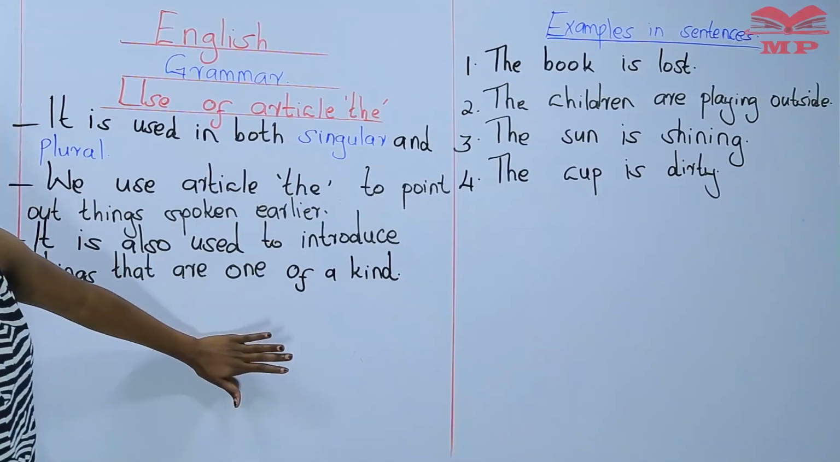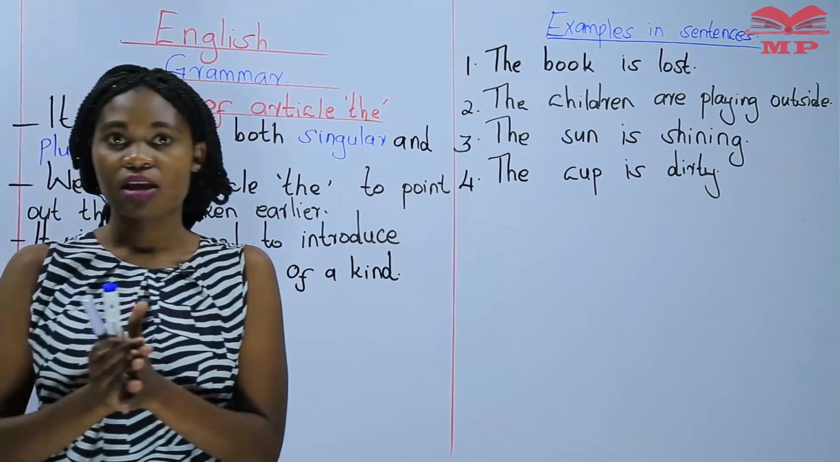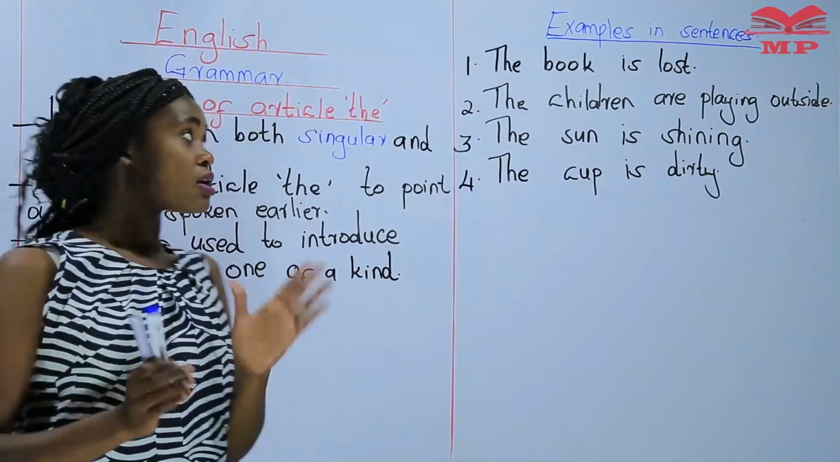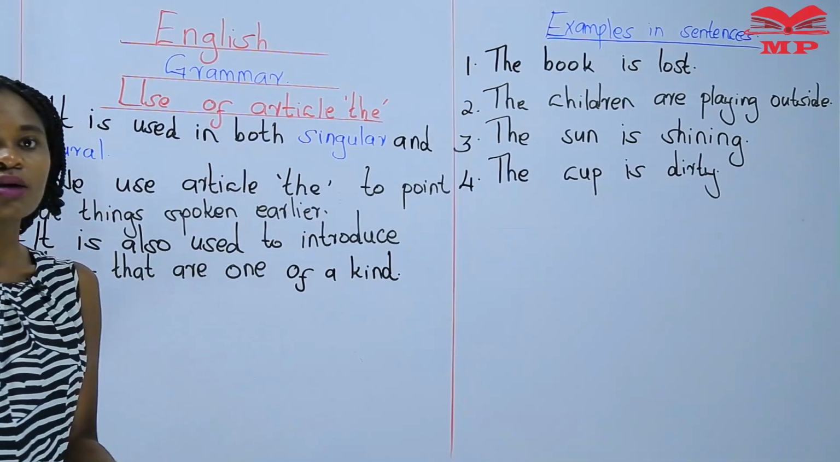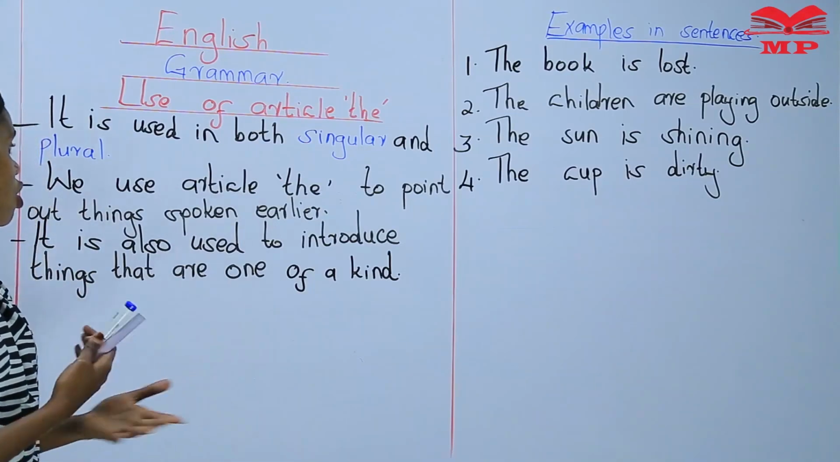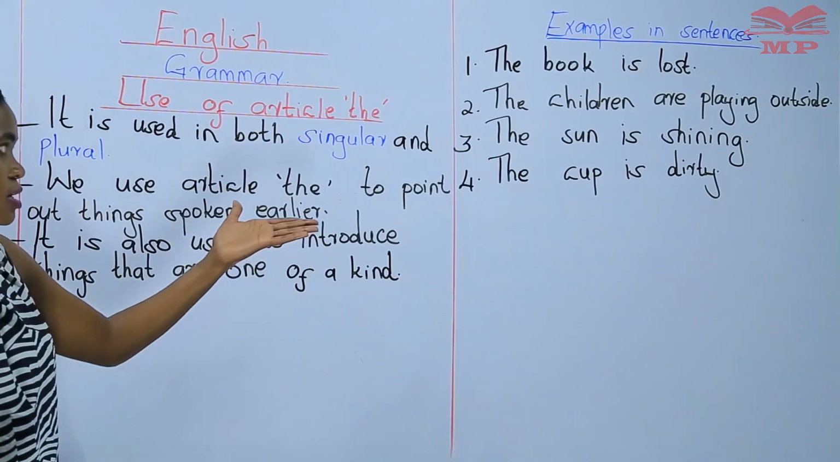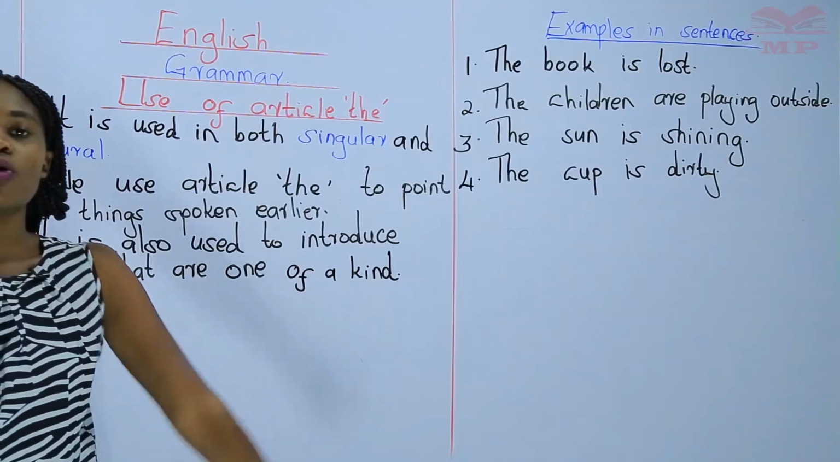So this is how we use the article the. We use it to point out different things that have been spoken earlier. You want to introduce something of a kind, or can still use it in singular or plural form.